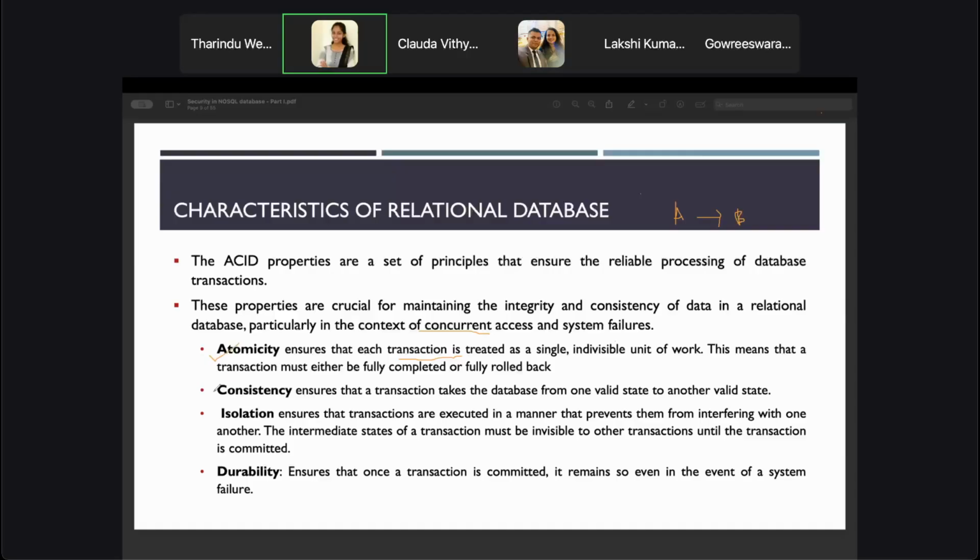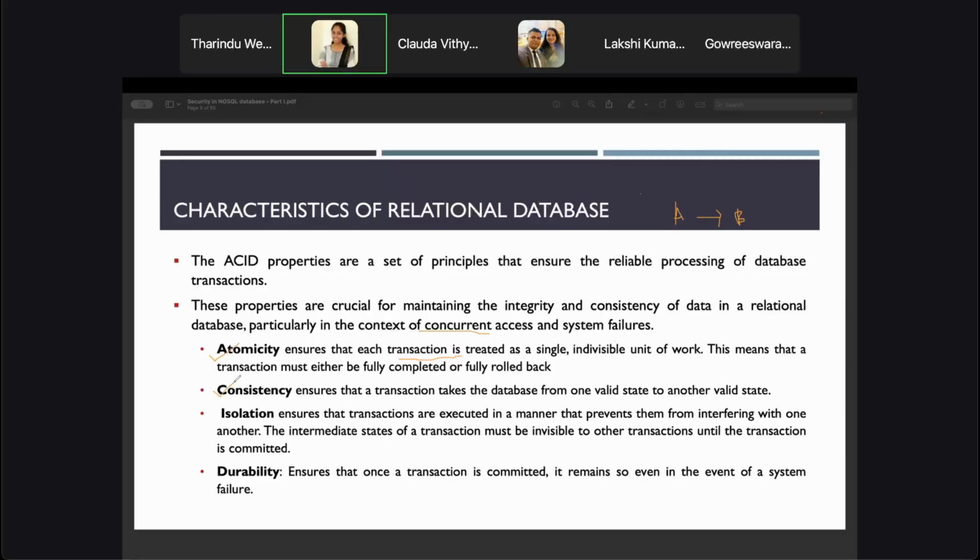All right. Then consistency. Consistency means if you have a valid database state, each of the values in your database should be moved from one consistent state to another consistent state, right?